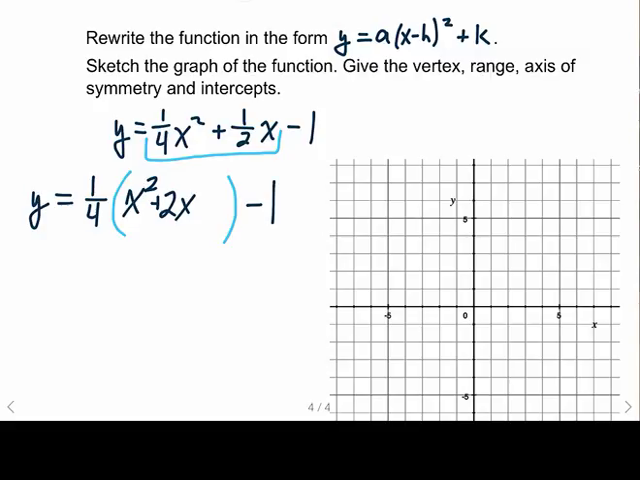Now, inside the parentheses, I want to complete the square. So what I'm going to do is I'm going to focus on that 2. Cut it in half, square it, I'm adding 1. But now it's that game. What did I really add? I really added 1/4 times 1. So I really added 1/4. To offset adding 1/4, I need to subtract 1/4.